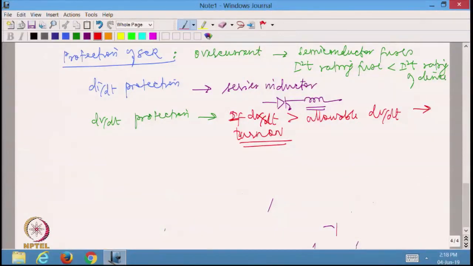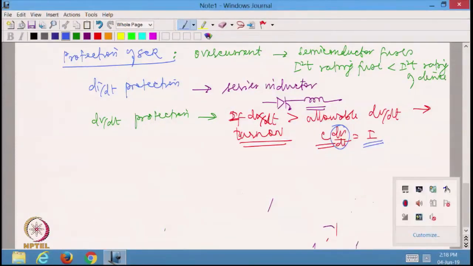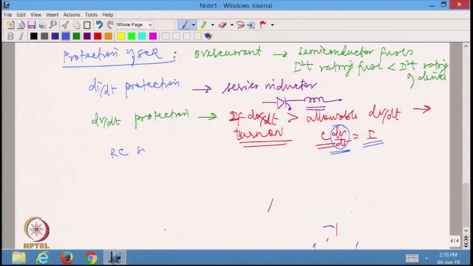After all, when you apply a large rate of rise of voltage, C dV by dt is generally I. Any junction capacitance can be represented by the C. So, if by chance dV by dt is much larger, the current passing through any of the junctions can go way beyond the limit, which will automatically make the device on. So, you do not want spurious turn on of the device. That is the reason why dV by dt has to be within the limit. So, generally RC snubbers are used for protecting the devices against spurious dV by dt turn on.